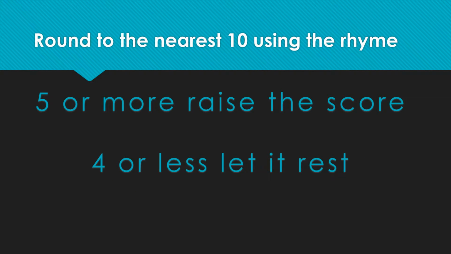This time when we round to the nearest 10, we're going to use the rhyme. 5 or more, raise the score. 4 or less, let it rest. So if it's 5 or more, we're going to increase our number that's in our tens digit. If it's 4 or less, we're going to let it rest.